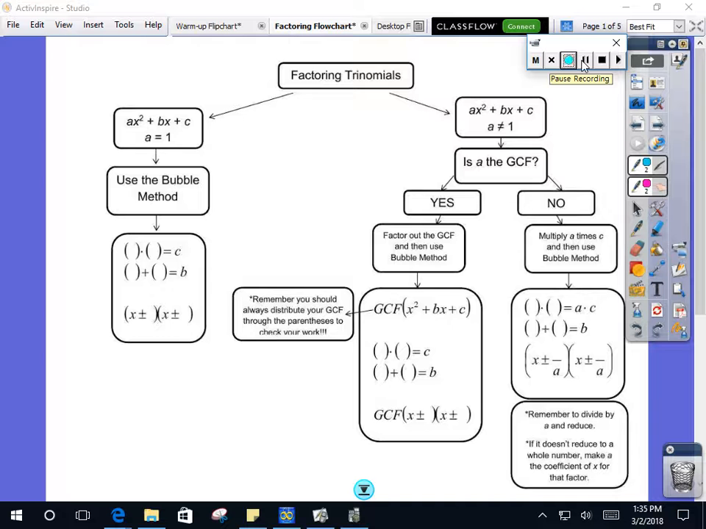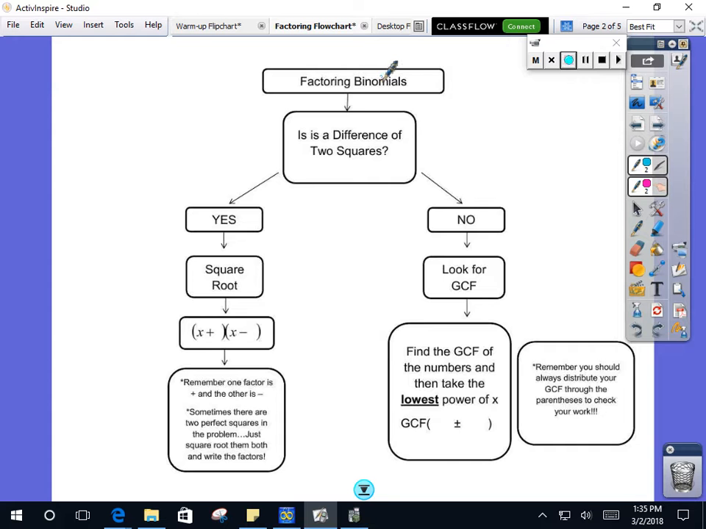Is b squared minus 9 a binomial or a trinomial? A binomial. So you need to flip it over to the binomial side. The first question the flowchart says, is it a difference of two squares? Is b squared minus 9 a difference of two squares? Yes, it's definitely a difference.